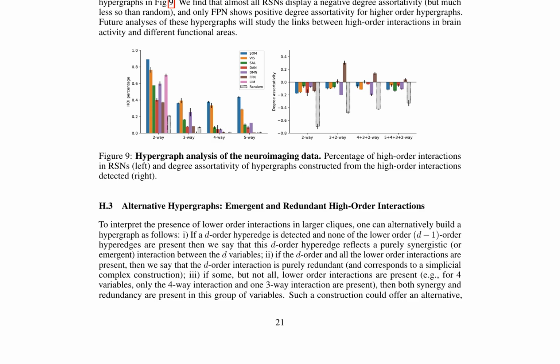Future studies will explore the links between high-order interactions in brain activity and different functional areas. An alternative hypergraph construction is proposed to interpret the presence of lower-order interactions in larger cliques. This involves identifying purely synergistic, or emergent, interactions, purely redundant interactions, and interactions with both synergy and redundancy. This construction could offer an alternative perspective on the data, providing insights into the relationships between variables.